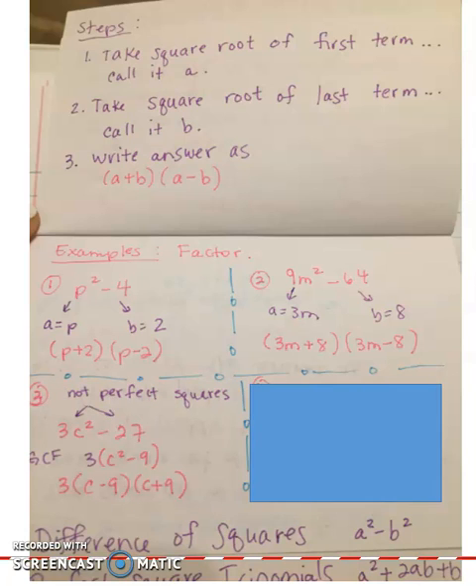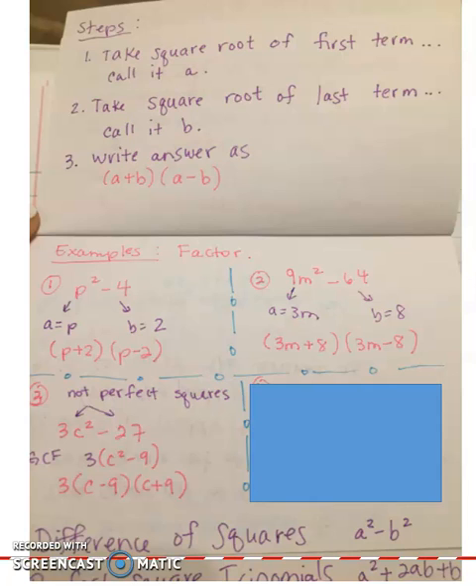Example 3, we have 3c squared minus 27. You'll notice that 3c squared and 27, actually neither one of those are perfect squares, but really I should take out a GCF first, because the greatest common factor is always going to be the first thing you want to do before you factor anything. So in this case, there's a GCF of 3. So I'm going to put 3 parentheses c squared minus 9.